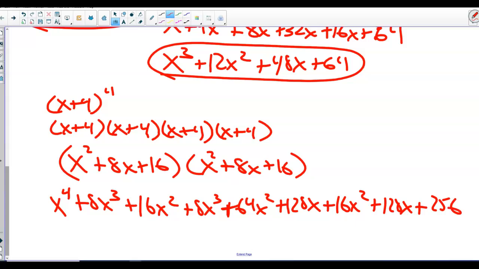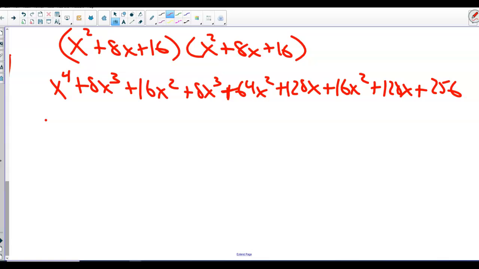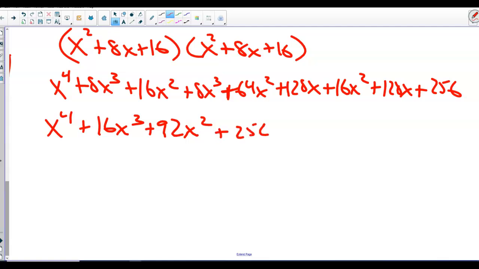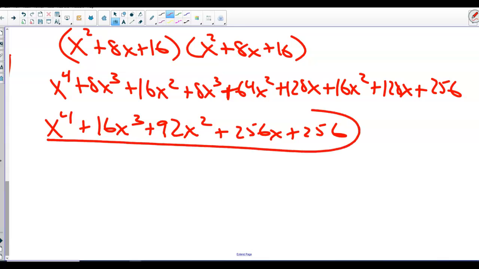Okay. I'll check those amounts real quick. 16 times 8, 128. Yep. And then 16 times 16, 256. And then I'm combining like terms. x to the fourth plus 16x cubed plus 96x squared plus 256x plus 256. And this is your answer.